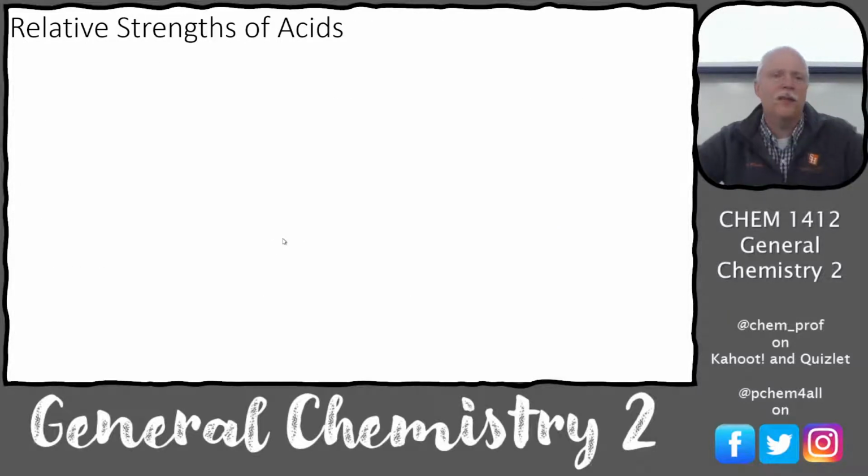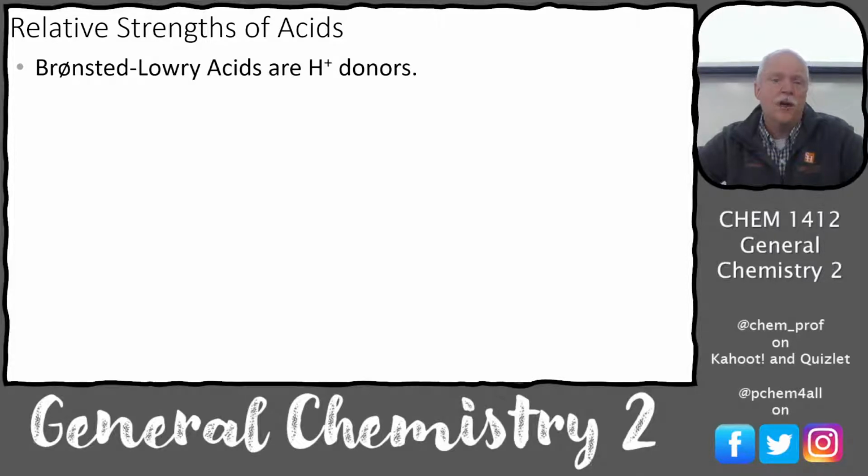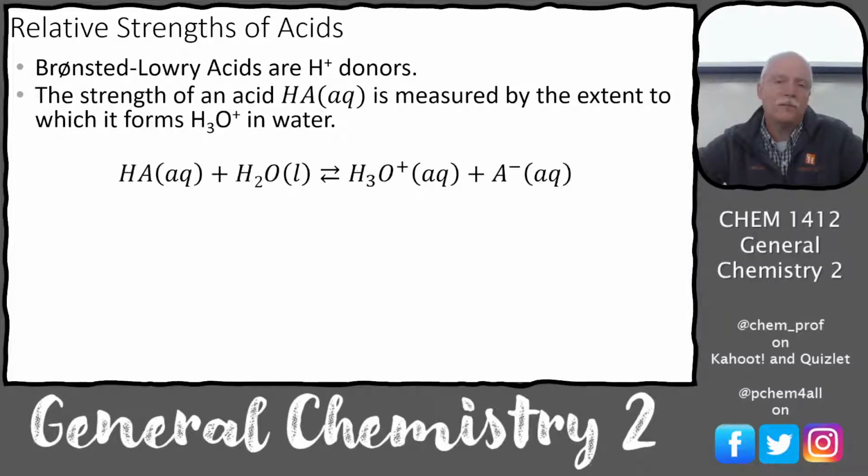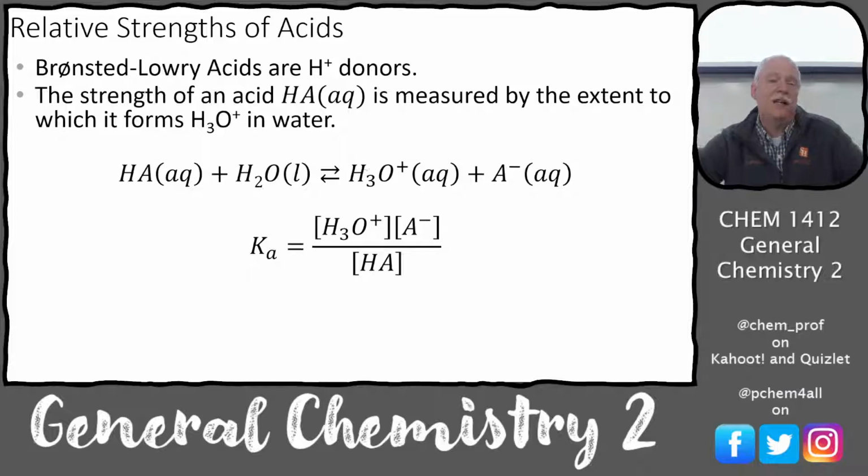So let's talk about the relative strengths of acids. We've talked about some strong acids and some weak acids. What makes an acid strong or weak, or how can we rank them? Well, we know these Bronsted-Lowry acids are proton donors, and the strength of an acid is measured by the extent to which it forms this hydronium ion in water. And so here's our generic reaction. Is there a number we could put to this reaction? And the answer is yes. It's that equilibrium constant expression.